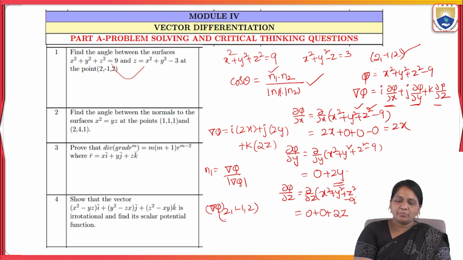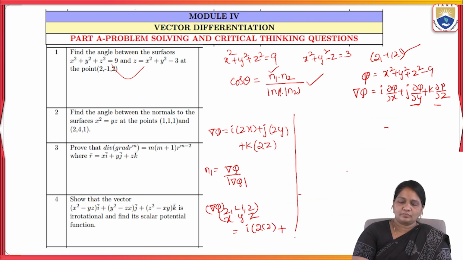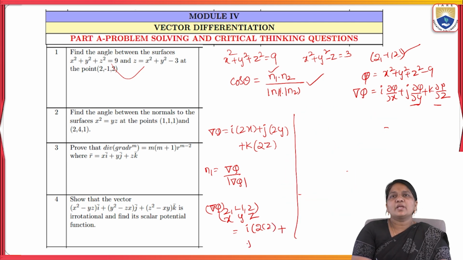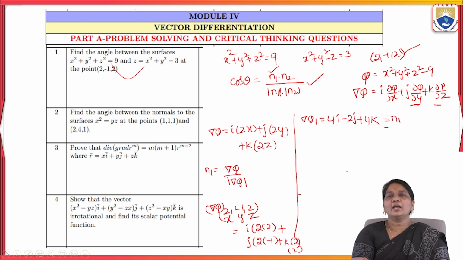So that means in place of x, y, z we need to replace these values. So i into 2 into 2 plus j into 2 into −1 plus k into 2 into 2. So finally this value for ∇φ1 equals 4i − 2j + 4k. This is the n1 value.